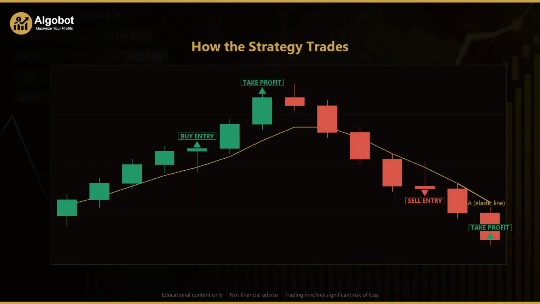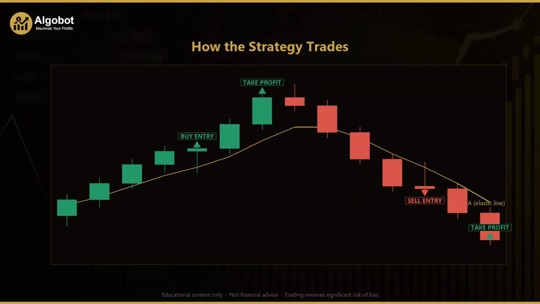Risk is defined the same way, just inverted. The stop loss sits just above the pullback high, 1 ATR above it, and the take profit target is placed 2 ATR below the entry. As the last candles roll lower, the elastic line trails downward and price reaches the take profit target, closing the short trade in this example.